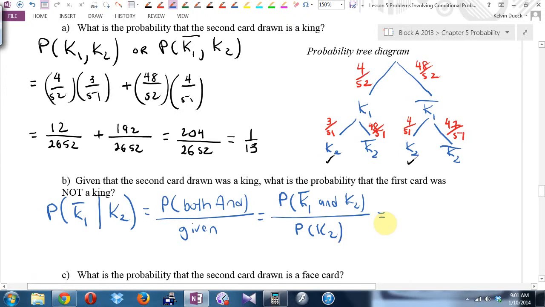Can you tell me what I would write for the top? Not king 1 and king 2? And? What does and mean? Okay. So the top is going to be definitely a 48 out of 52. And? Keep going. Yes. See how the tree is reading the tree. Got to be careful, but reading the tree.